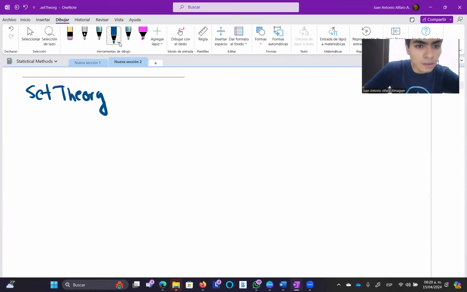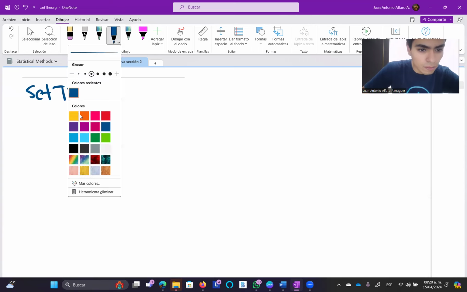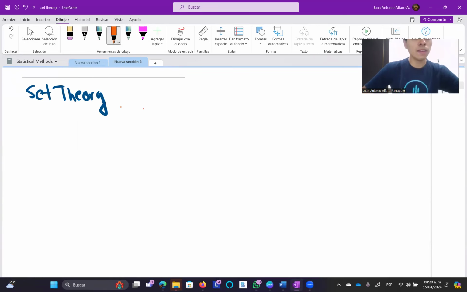So this set theory can be explained with the most simple examples. Suppose we have two groups. Let's identify them as group A and group B. We can identify each group just like a circle in a plane.